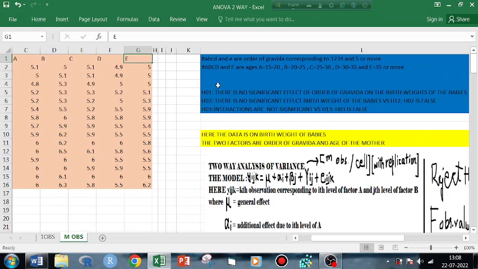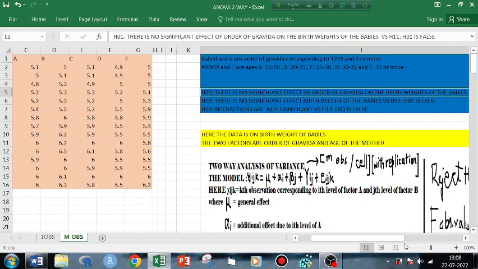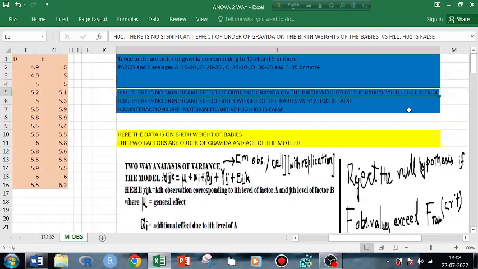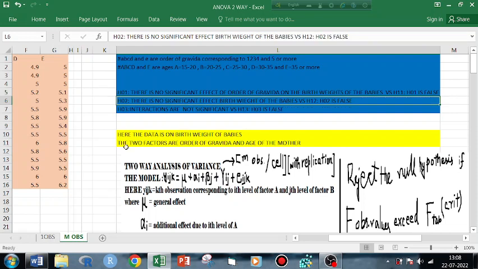Our null hypothesis is there is no significant effect of the order of gravida on the birth weight of the babies. Against that, yes, this is not true. We have a significant effect of the order of gravida on the birth weights. Our second null is that there is no significant effect on the birth weight of the babies due to the age group of the mother. I haven't written it, sorry.